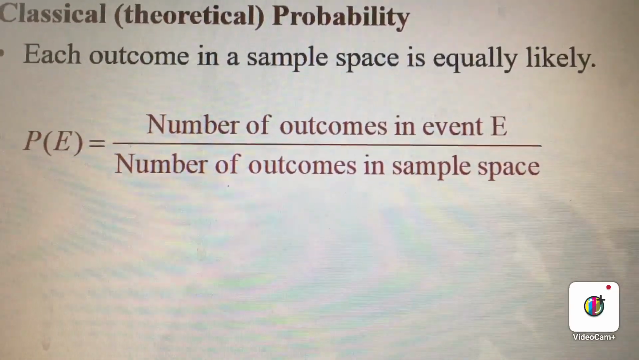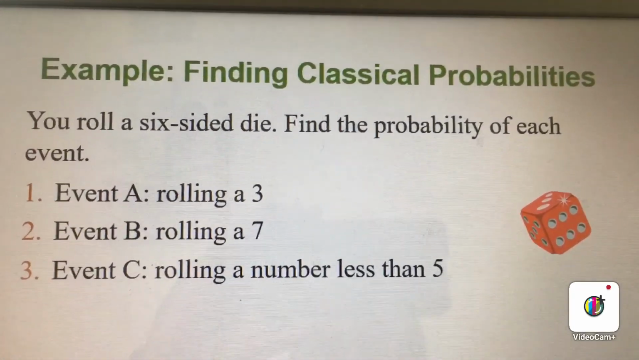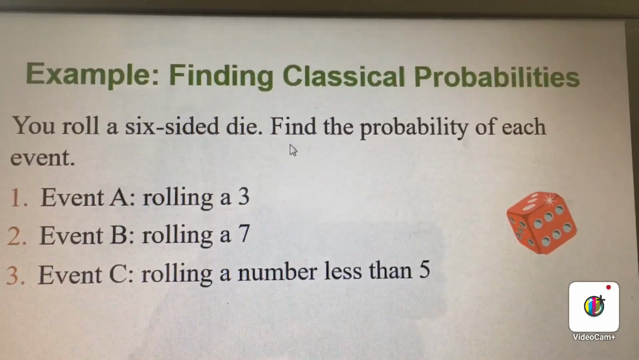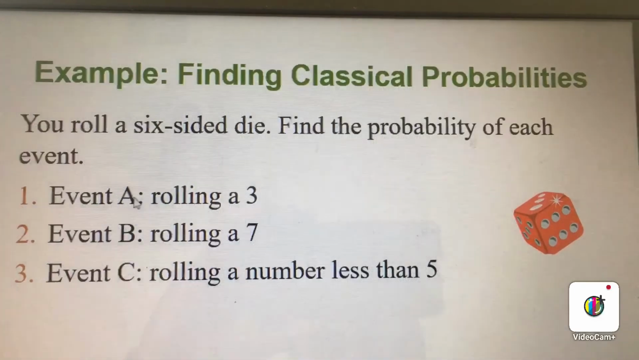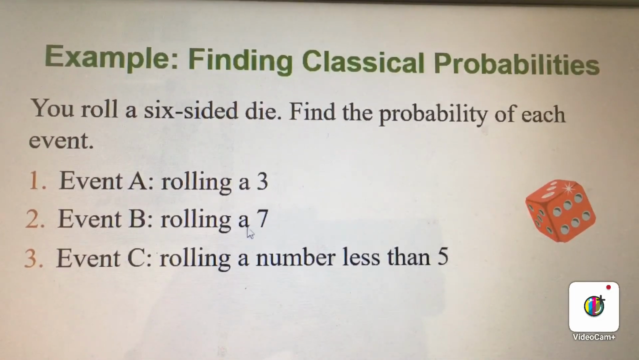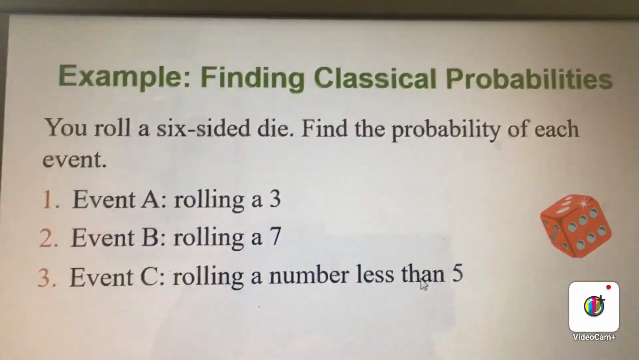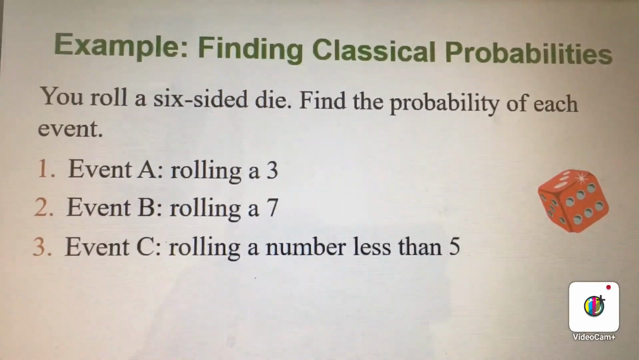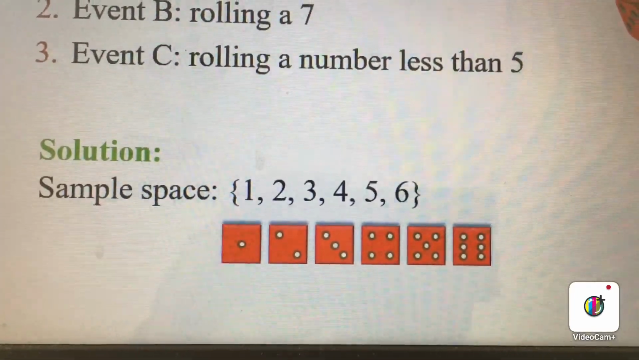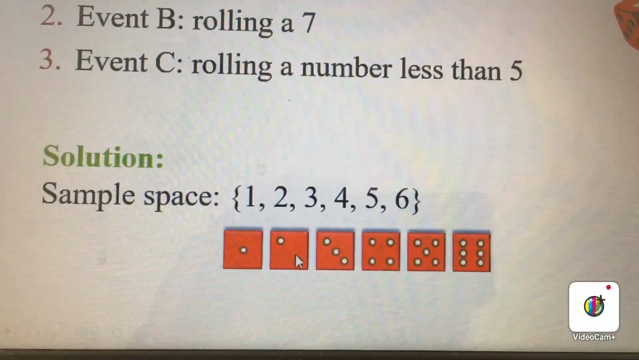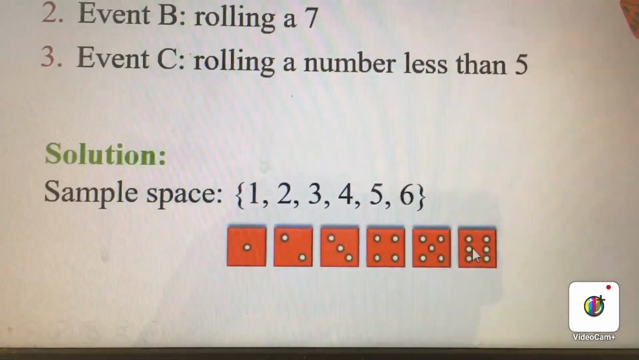Now, let us try some examples. Look at this example. You roll a 6-sided die. Find the probability of each event. Event A is rolling a 3. Event B is rolling a 7. Event C is rolling a number that is less than 5. Before we can answer this question, we need to look at the sample space for a die. This is the sample space for a die: 1, 2, 3, 4, 5, 6. It's 6.